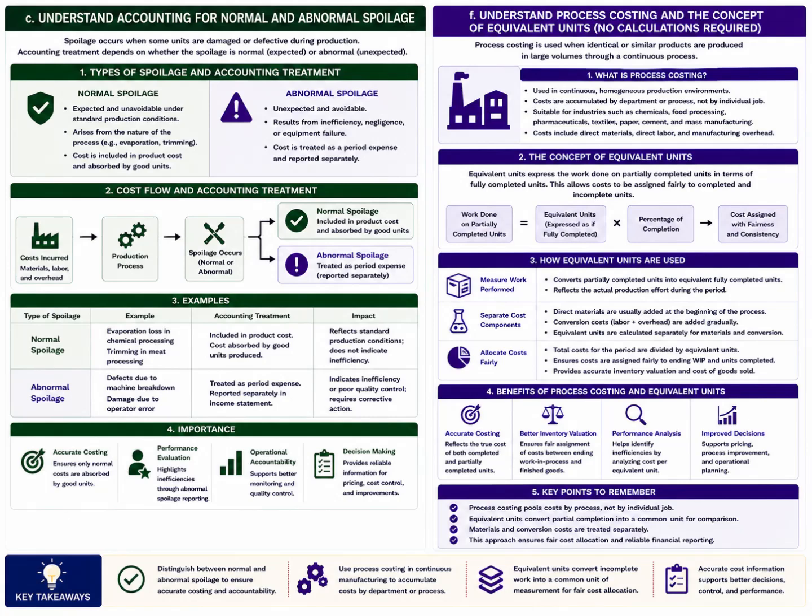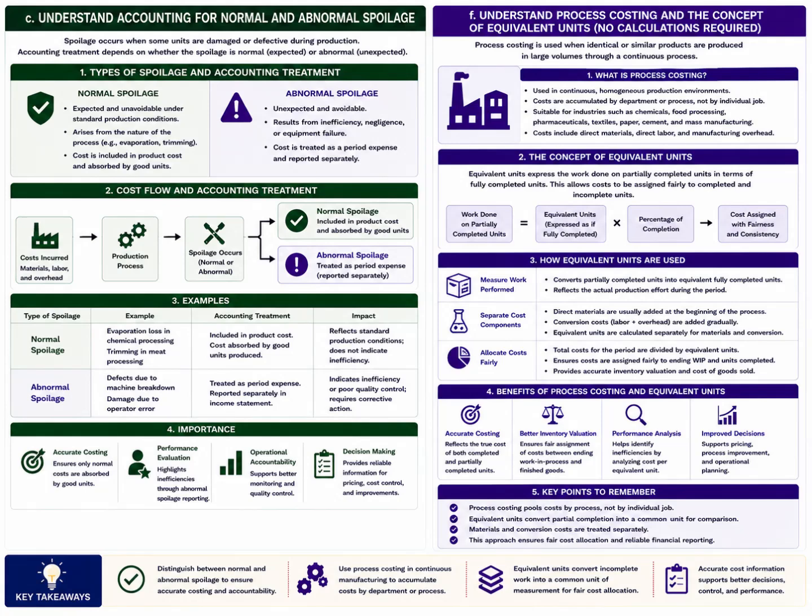Proper classification improves performance evaluation. Distinguishing between normal and abnormal spoilage ensures accurate costing, enhances operational accountability, and supports corrective action when necessary. F. Understand process costing and the concept of equivalent units, no calculations required. Process costing is used in continuous, homogeneous production environments.